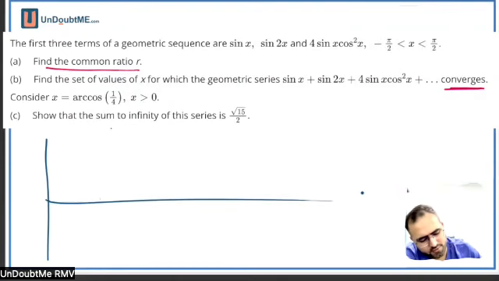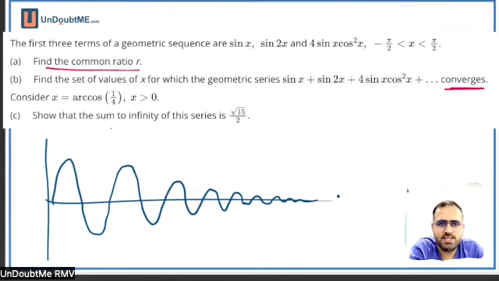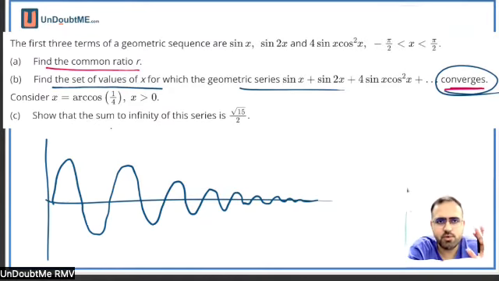What is the meaning of damped oscillation? It will just go like this. This is called damped oscillation, where someone is continuously losing energy. The same thing is applied in this particular series. They are saying, find the set of values of x for which this converges. The whole story I am doing is to explain this term: what is the meaning of a converging series.